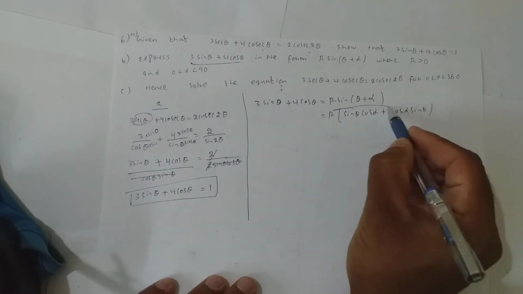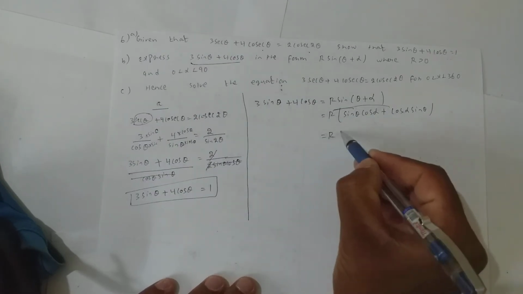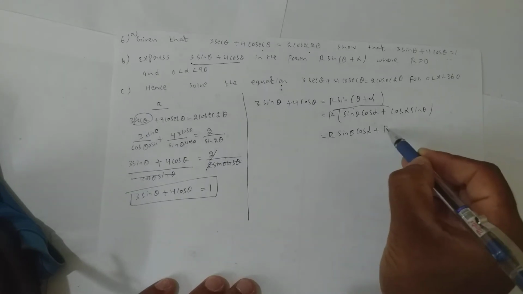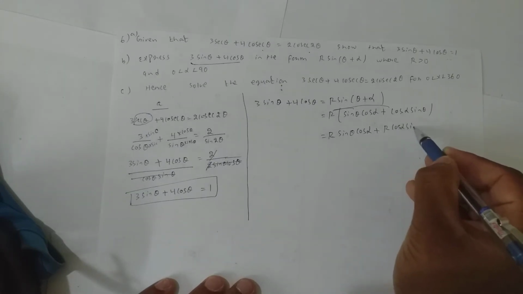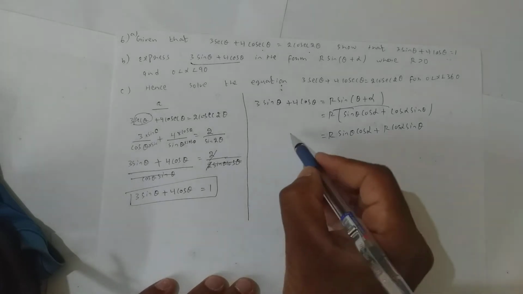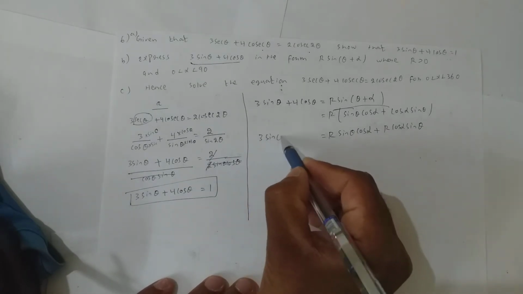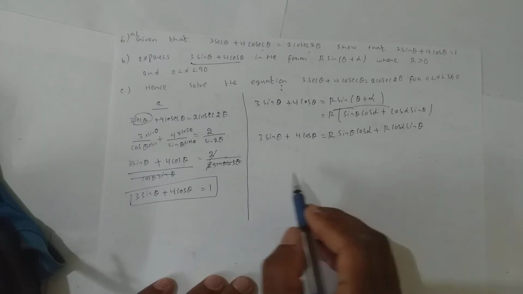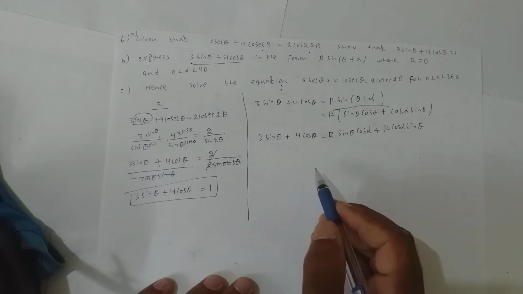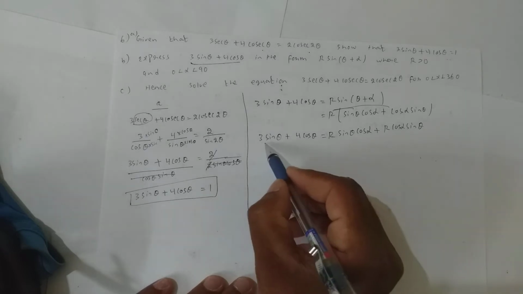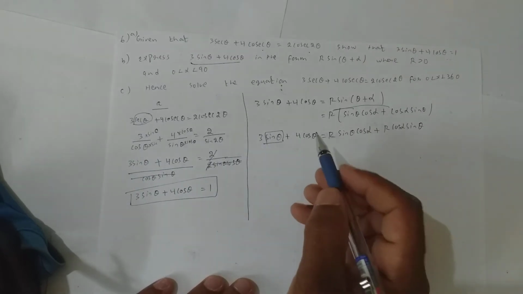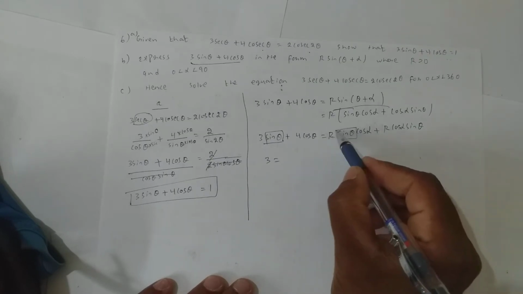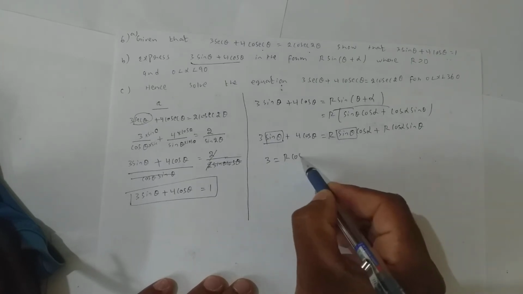So now I multiply by r. So what do I get? R sin theta cos alpha plus r cos theta sin alpha. And on this side, what do I have? 3 sin theta plus 4 cos theta. Now what is the next step that we have been doing so far? Comparing. Before sin theta, what do I have? 3. 3 equal to, on this side, what do I have? Leave sin theta, I have r cos alpha.